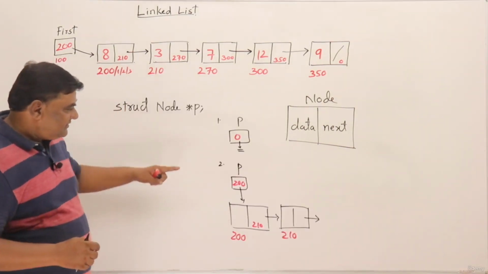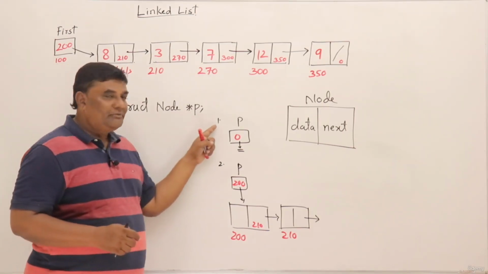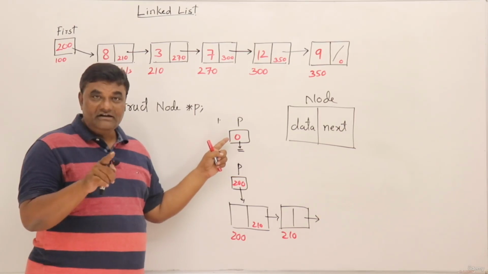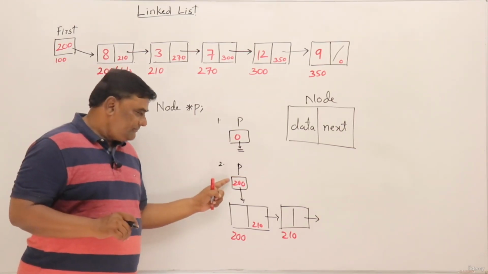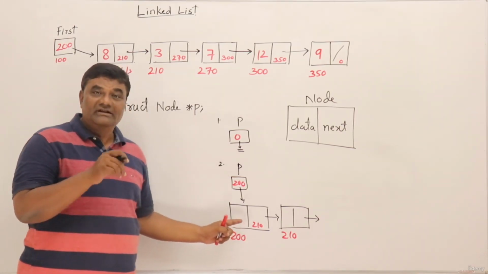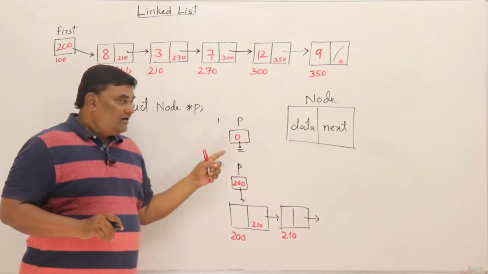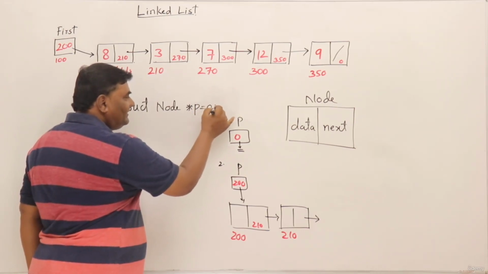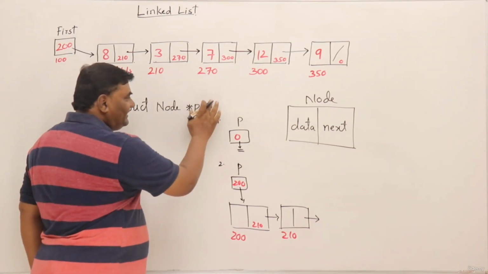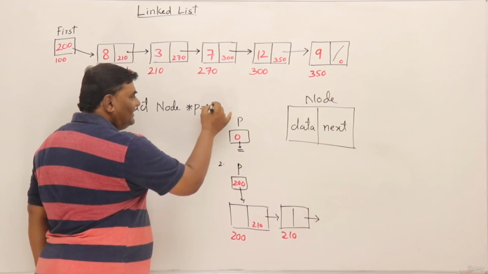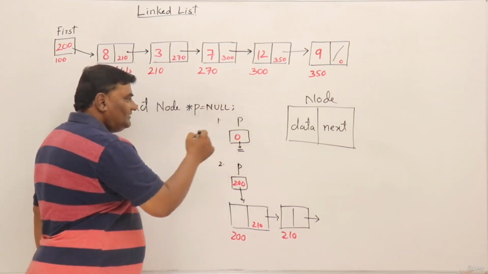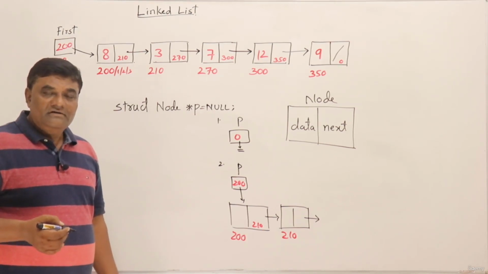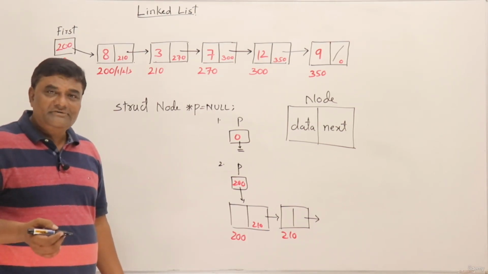Next, I have two examples. Pointer P is not pointing anywhere. It is null. Address is 0. And in the second one, pointer P is pointing on some node in a linked list. How to make P as null? We can write here 0, it will be null, or else we can write capital NULL for null. So either you say 0 or null. Both are the same thing.